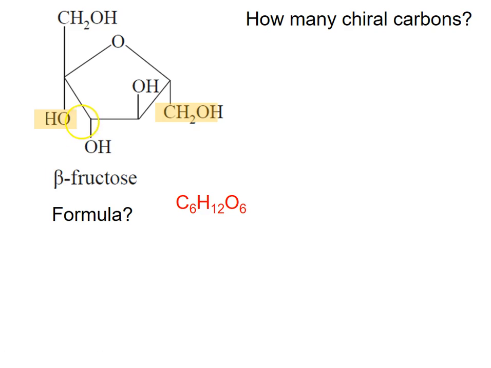So how many chiral carbons has this one got? If we have a look, this one's got a hydrogen here, so it's got 4 different groups. So 1, 2, 3, 4. These ones aren't because they've got a carbon with 2 hydrogens. So those 2 are the same, and those 2 are the same. So they're not chiral carbons. So it's only got 4.